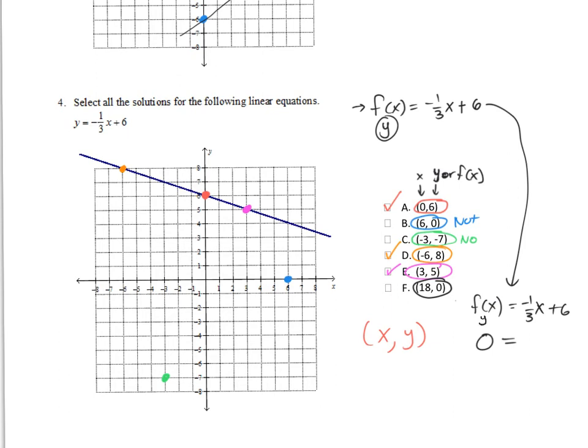What's the x value? 18. Is 0 equal to -1/3 times 18 plus 6? And then I'm going to have to do a little bit of just arithmetic. We have to use the order of operations, so multiplication first. We're asking, is 0 equal to -1/3 times 18, which is -6, plus 6? Is 0 equal to -6 plus 6? Well, yes, 0 is equal to 0 because -6 plus 6 is 0. So yes, it is true.